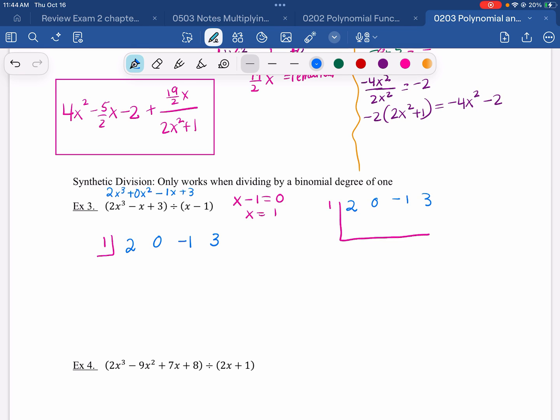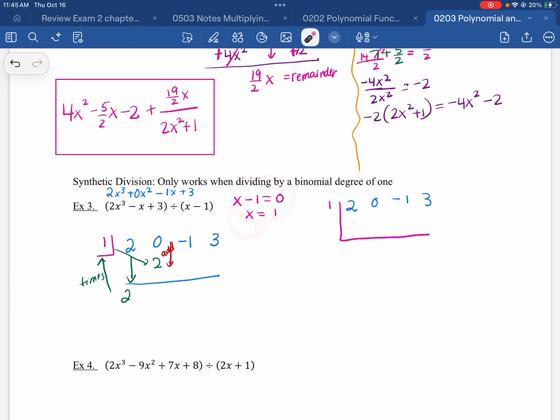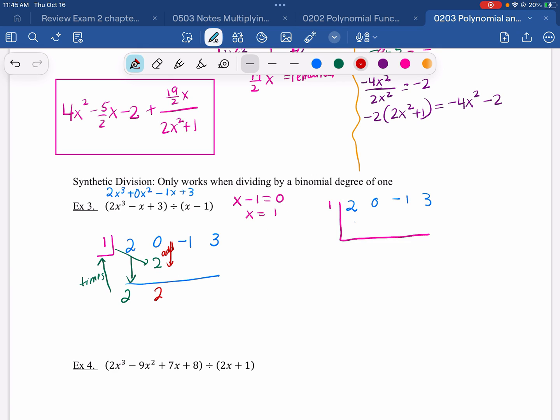I'm leaving a gap here, and draw a line. Your first number always comes down, 2. Then you multiply. 2 times 1 is 2, and it goes in the next spot. Then you add. We don't subtract, we add, because technically we already changed the sign here. Add, that gives me 2.